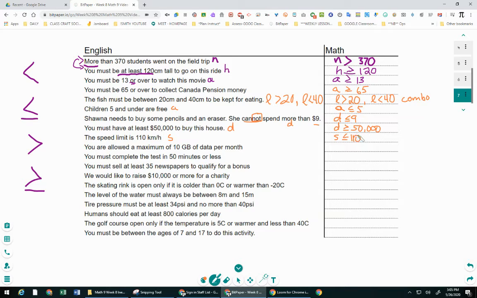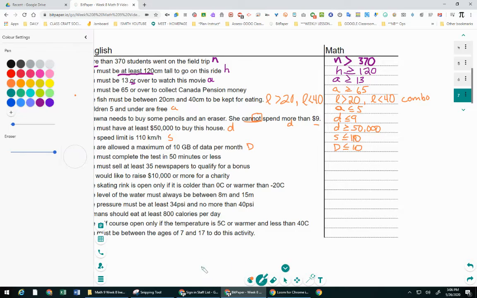Now, a side note in real life, guys, if you are going 40 kilometers an hour down the Queen Elizabeth Highway between Edmonton and Calgary, you're going to get pulled over. You really should do a combination inequality here, but we'll leave it. You're allowed a maximum of 10 gigabytes of data per month. So let's use capital D for data. Data has to be less than or equal to 10.